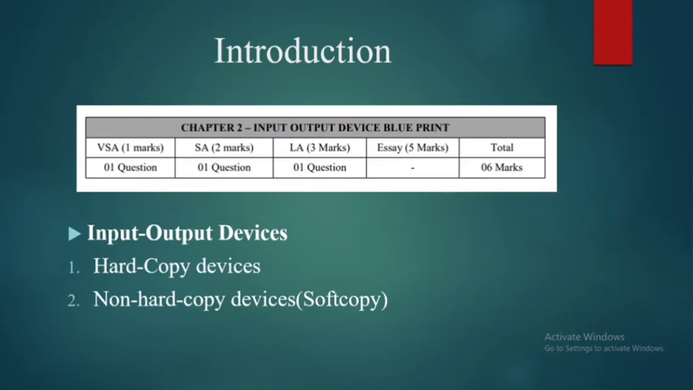Non-hard copy or soft copy presents the output directly to the user in a non-permanent form. That means we are not printing the information physically. We are reading that data or information virtually.